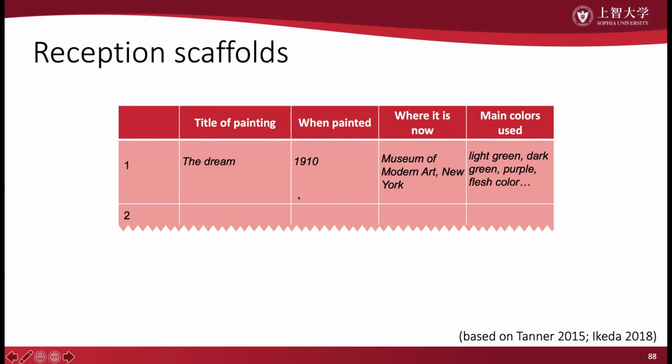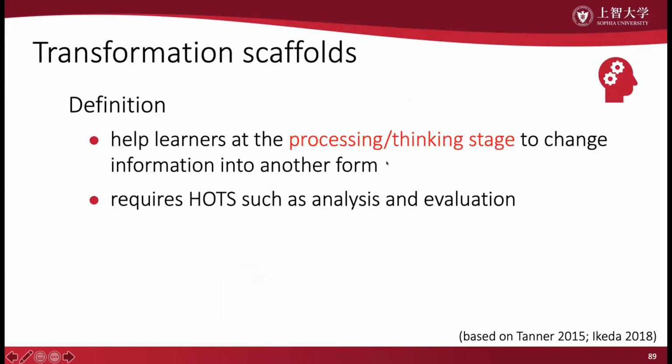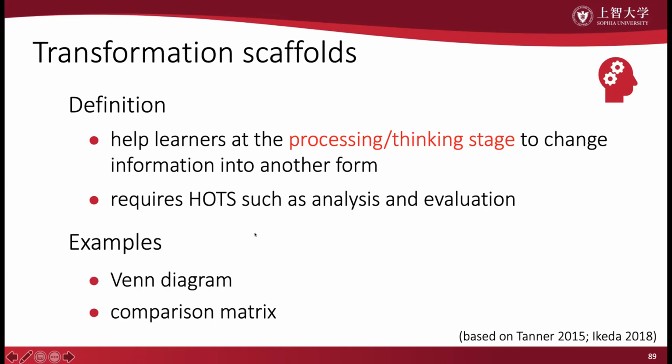And generally speaking, reception scaffolds help make input more efficient, but they may only require the lower order thinking skills, or LOTS. Transformation scaffolds help learners at the processing or the thinking stage to change information into another form. And this requires HOTS, such as analyzing and evaluation. And examples include Venn diagrams and comparison matrices.